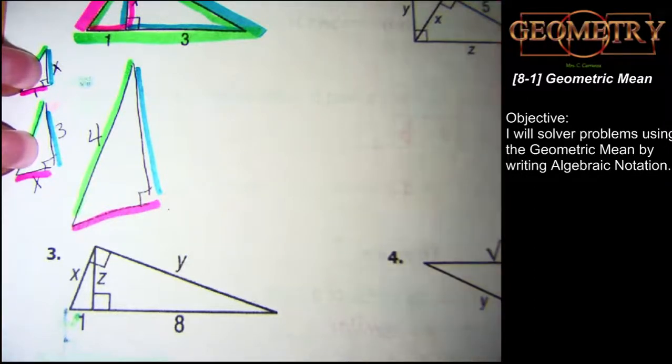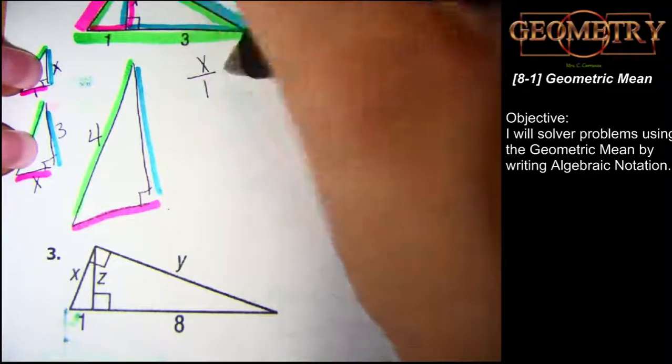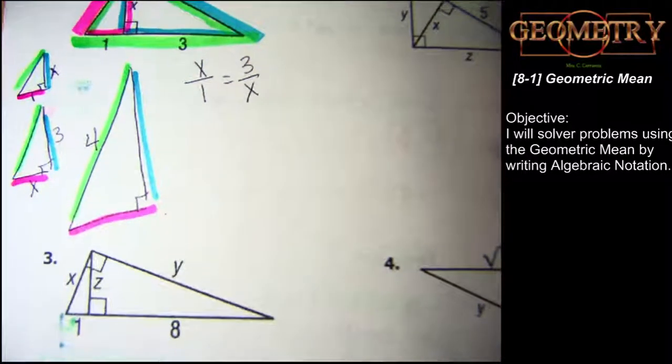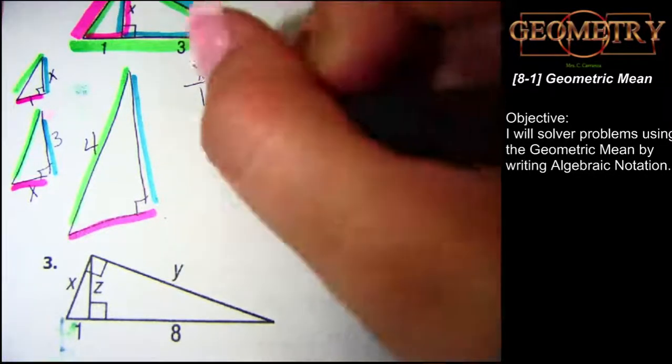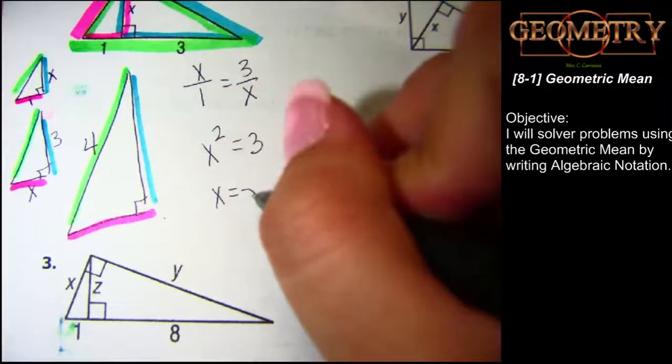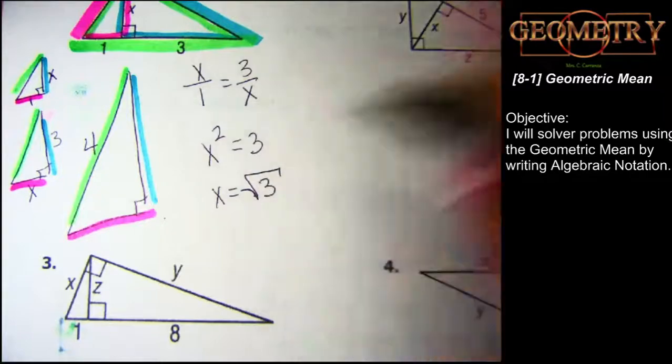You can either write blue over blue equals pink over pink. Or you could write blue over pink equals blue over pink. And that's how I'm going to write it today. So blue over pink equals blue over pink. And now I can cross multiply and solve, and we're back to the realm of what's really comfortable and really familiar. 3 equals x squared. Which means x equals the square root of 3.